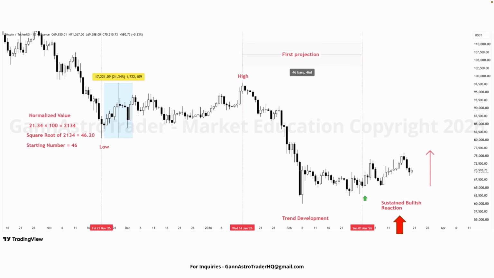Notice what develops after the projection. Instead of producing only a single bullish candle, Bitcoin begins forming a series of higher lows and higher highs. Buying pressure continues for several weeks. This is an important distinction. The projection does not simply identify one reversal candle. It identifies the beginning of a sustained bullish reaction.